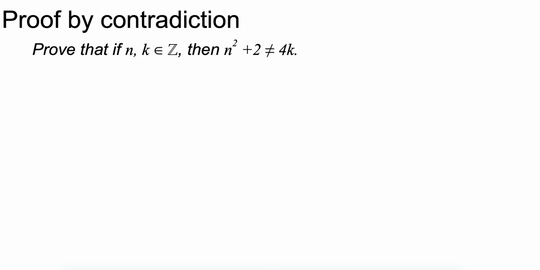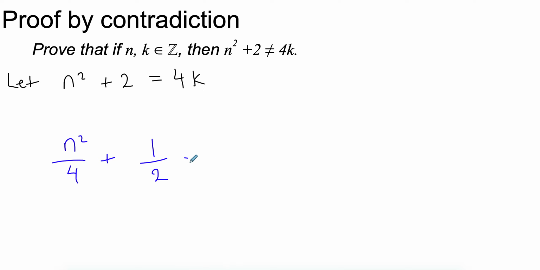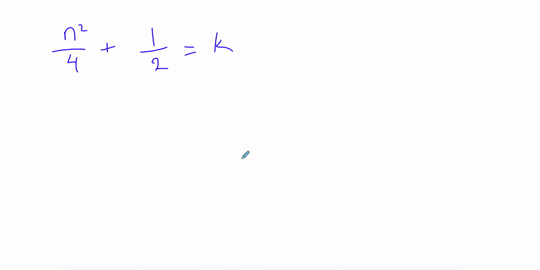and if I want to prove it, it's going to be a bit hard. So let me prove the opposite. So I'm going to say, let this happen, and hopefully by algebraic manipulation I'm going to get stuck at some point. So let's divide by 4 first. So I'm going to get n squared over 4 plus 1 over 2. And I can rewrite this to get n over 2 squared plus 1 over 2 equals to k.